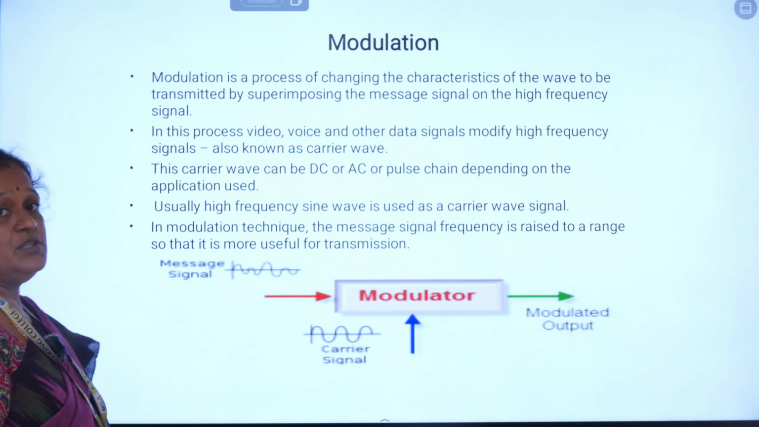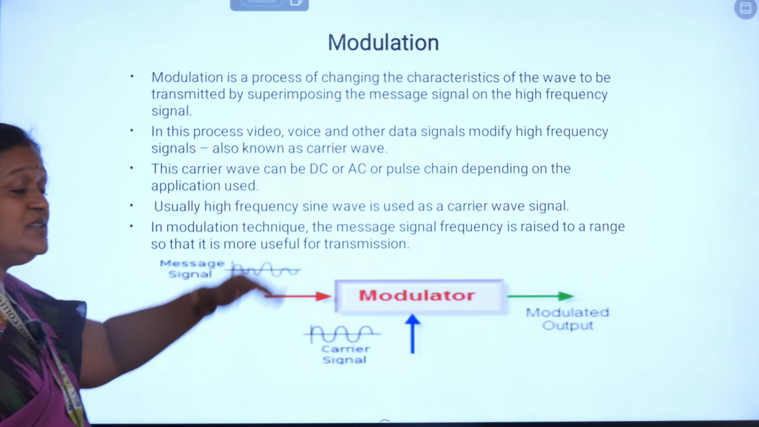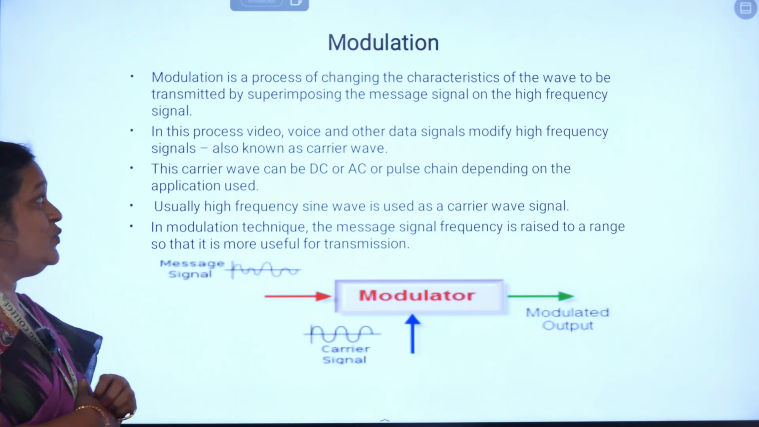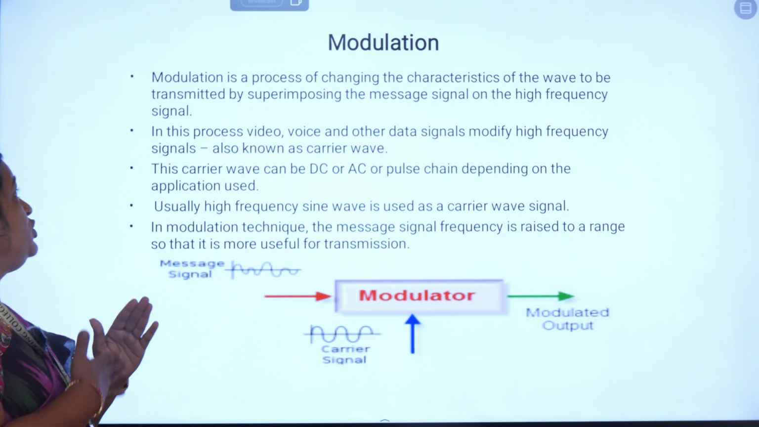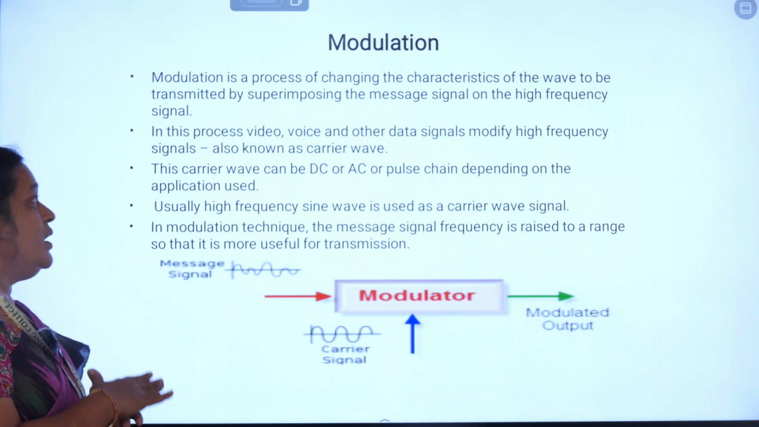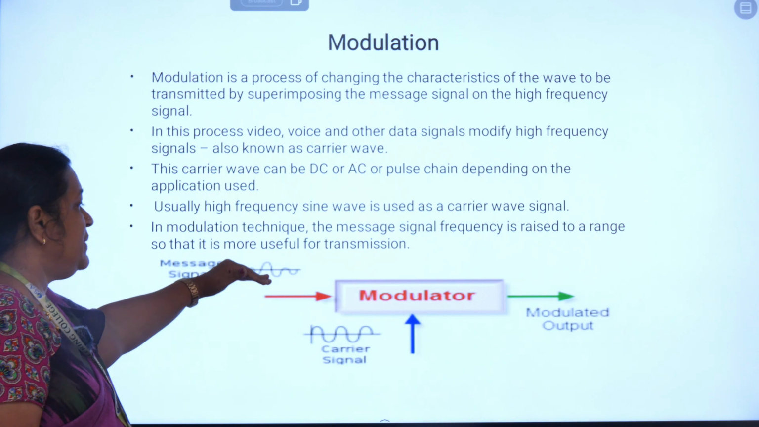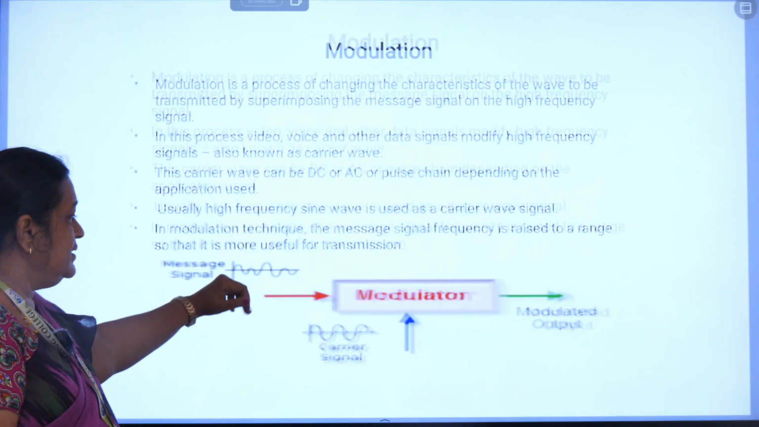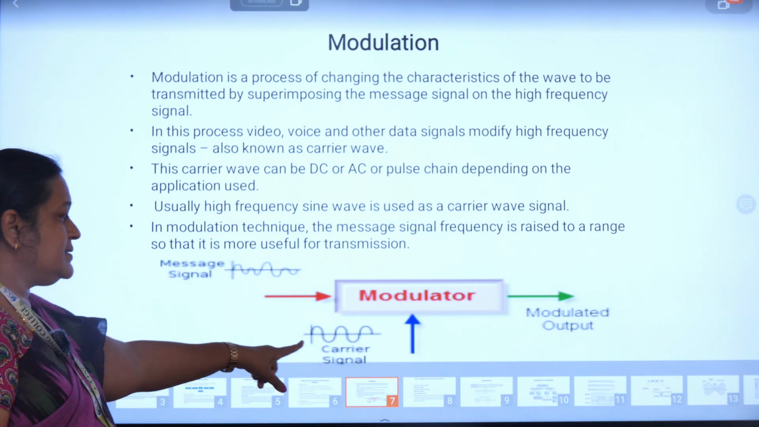Next one is modulation. What is meant by modulation? Modulation is a process of changing the characteristics of a wave, where the wave is nothing but the signal, by superimposing the message signal on a high frequency signal. For example, the message signal is a low frequency signal. This low frequency signal is imposed on a carrier signal.